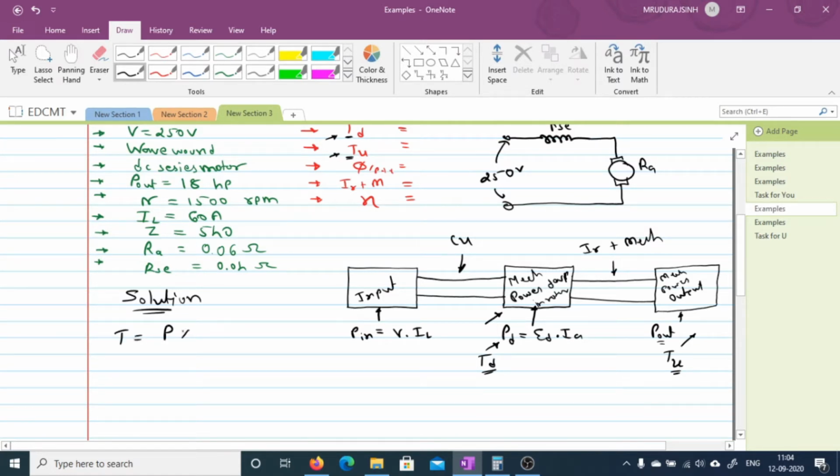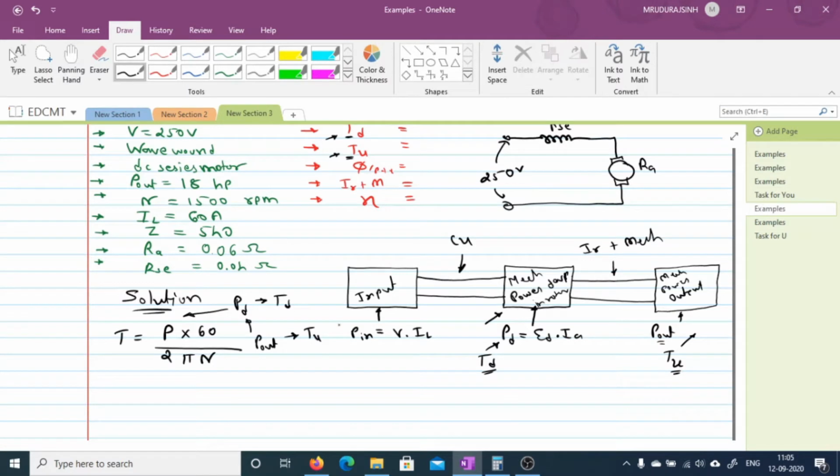Torque is equal to power into 60 divided by 2 pi n. So in this equation, whenever I am going to find torque, if I use P_D, the developed power, then this will give me the total developed torque, and if I use the actual output power, then this will give me the actual output torque, or useful torque.